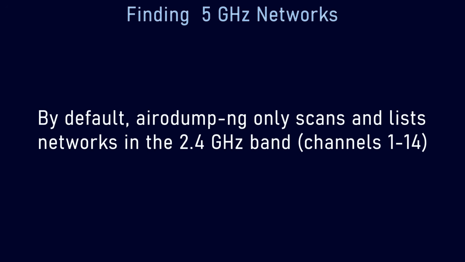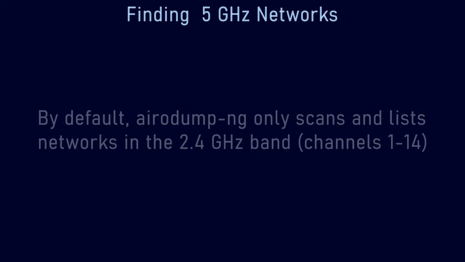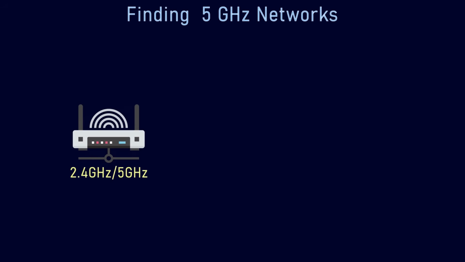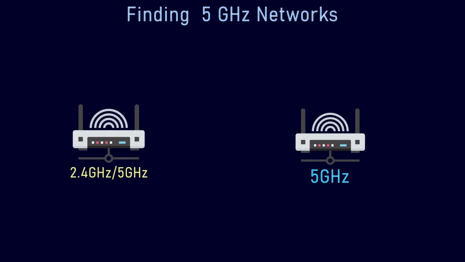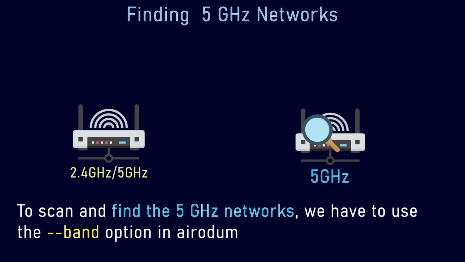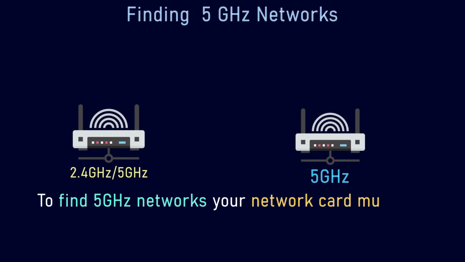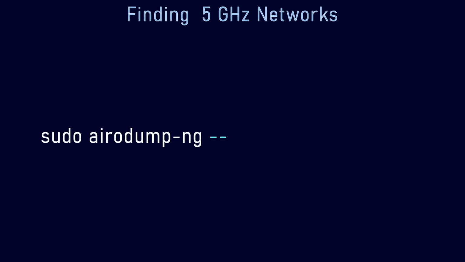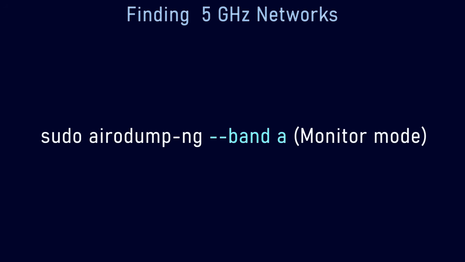Now, what if a network is using only the 5 GHz band? Most networks use dual bands, but some specifically use only the 5 GHz frequency band. To scan the 5 GHz networks, we have to use the band option in Airodump-ng. Remember, this is important. To scan or discover 5 GHz networks, your network card must also support the 5 GHz band. That's the prerequisite. Now we need to use the band parameter with Airodump to scan for 5 GHz networks.